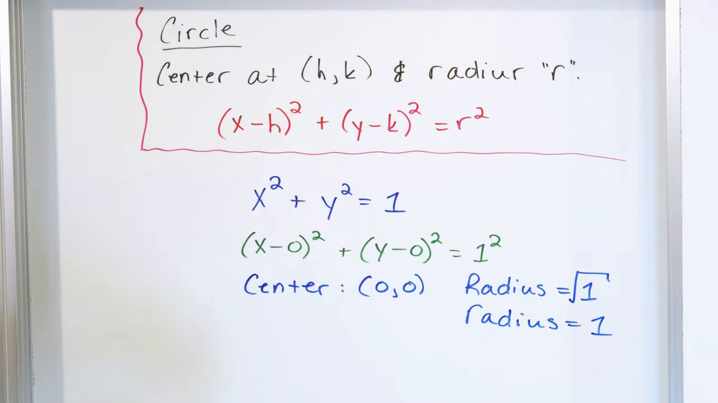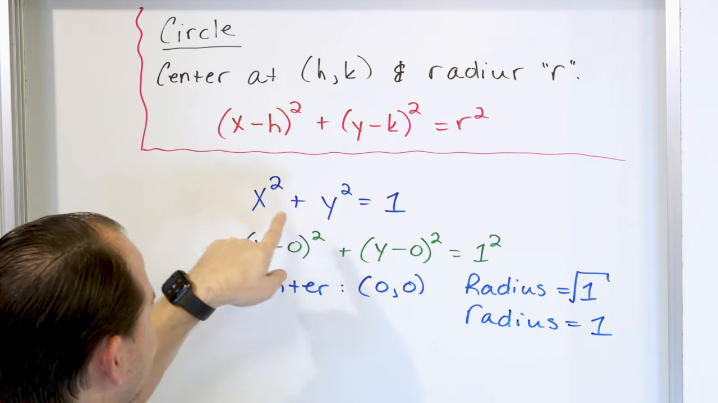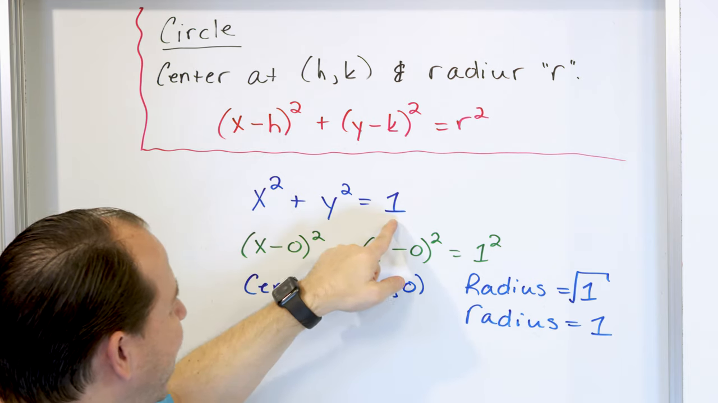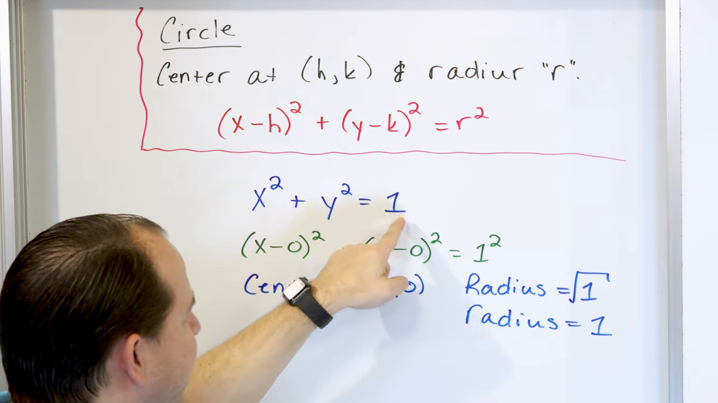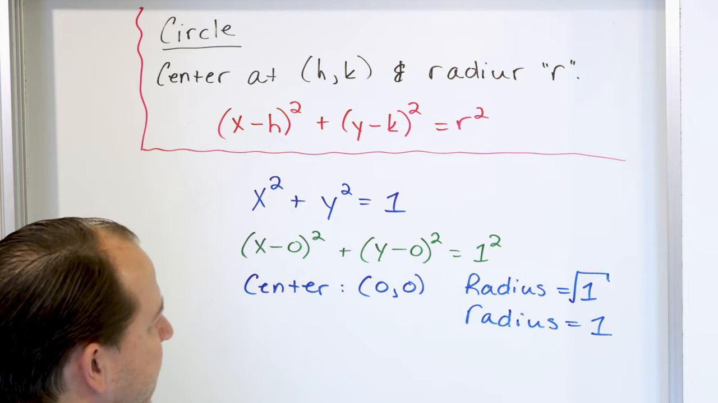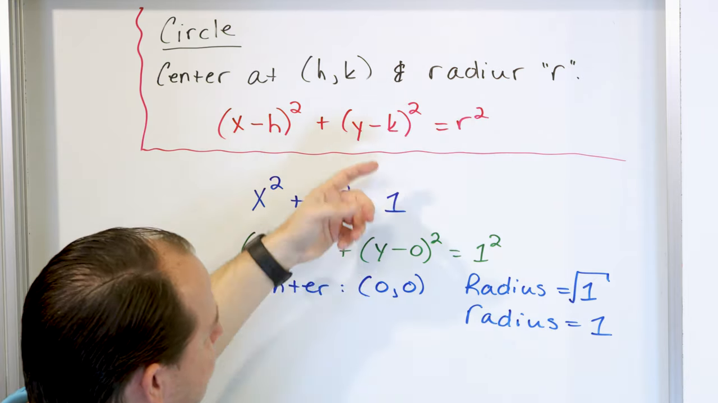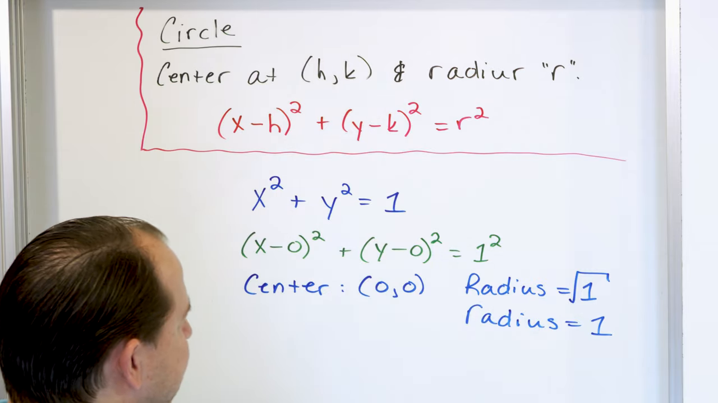So the bottom line for a circle: you read the center directly out of how the x and y variables are shifted, and the radius is read directly off the right-hand side. You take the square root of whatever's on the right-hand side, because remember, the right-hand side is the radius squared. So to read the radius out, I take the square root to get back the radius.